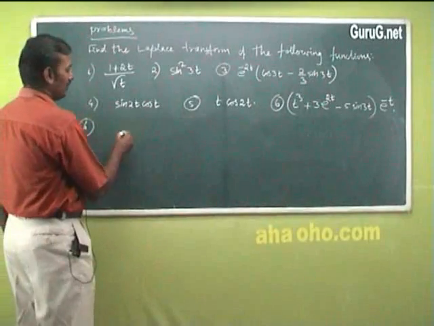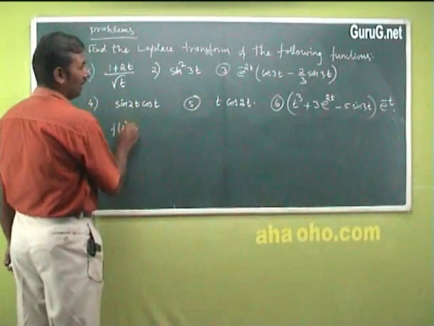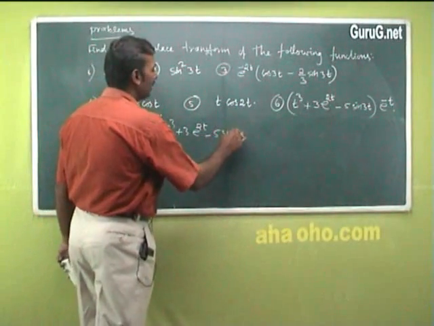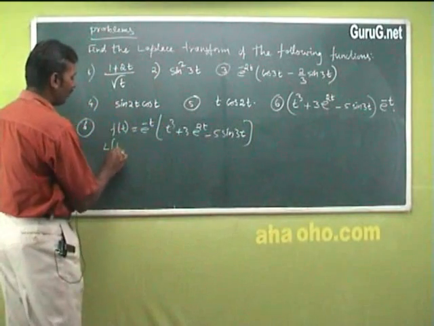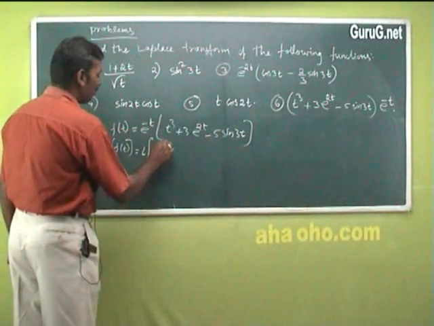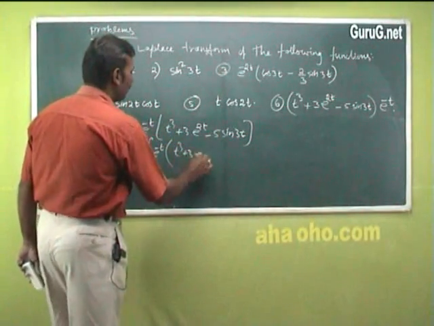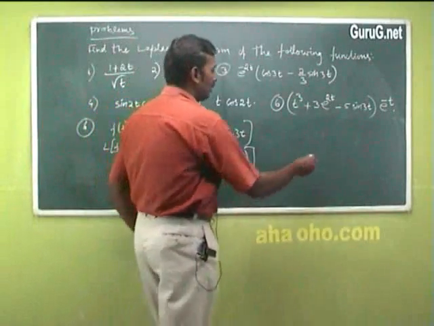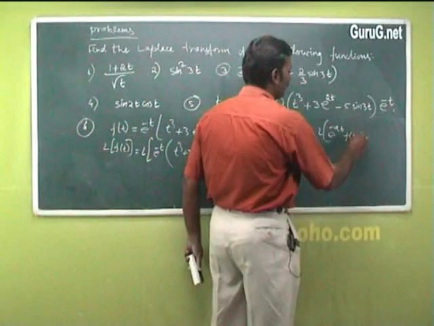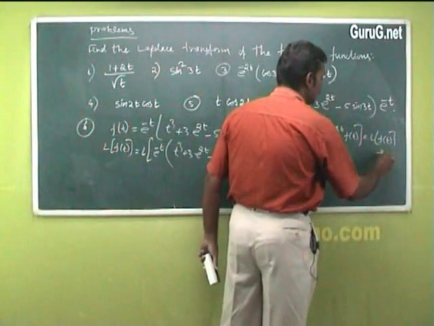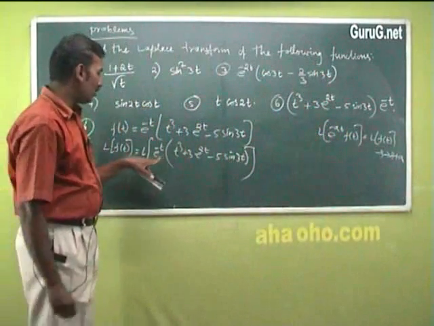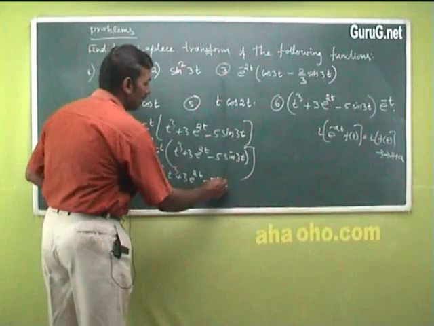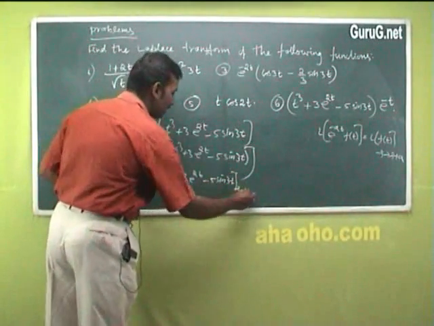The sixth problem is just like the third problem, right? So f of t equal e power minus t into t cube plus 3 e power 2t minus 5 sin 3t. Now if you take Laplace, L of f of t equal L of e power minus t into t cube plus 3 e power 2t minus 5 sin 3t. For all this we apply the shifting property: L of e power minus at into f of t equals L of f of t where s is replaced by s plus a. So L of t cube plus 3 e power 2t minus 5 sin 3t, then s is replaced by s plus 1.